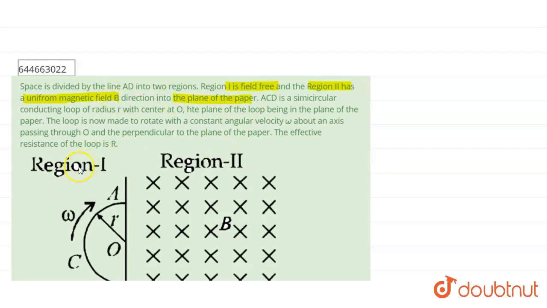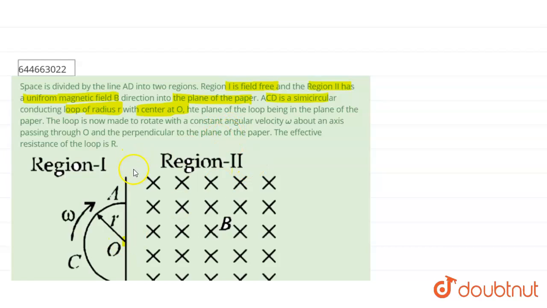So it is given in the figure that region 1 is field free, there is no magnetic field in region 1, and in region 2 there is a magnetic field which is applied perpendicular to the paper. ACD is a semicircular conducting loop of radius R with center O. We can see in the figure ACD is a semicircular conducting loop with center O, the plane of the loop being in the plane of the paper.